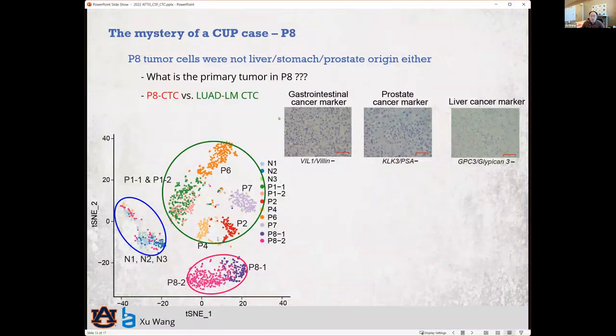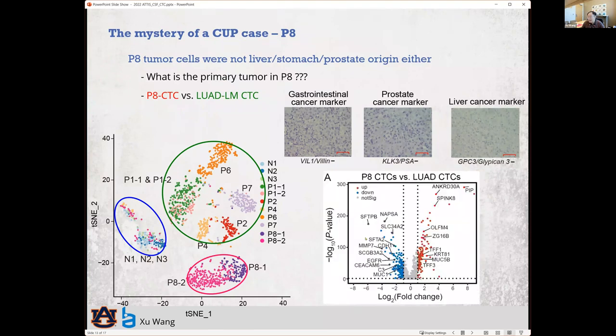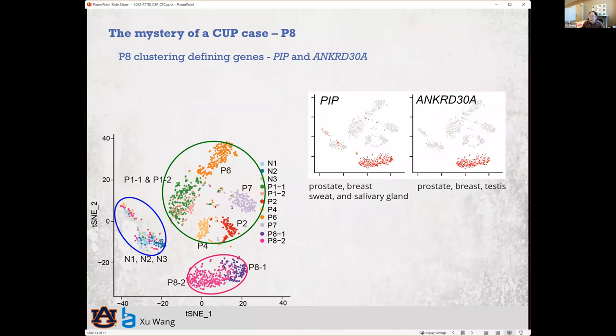And in order to elucidate the origin, we compared the gene expression profile of the lung origin CTCs and P8. And we identified a bunch of differentially expressed genes, or significantly upregulated genes, in P8. For example, PIP, ANKRD38, and SPINK8. So what are they?